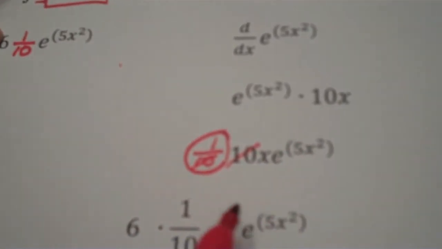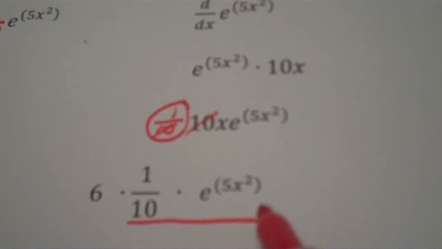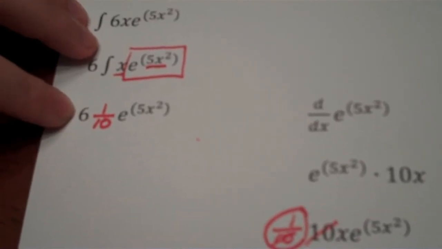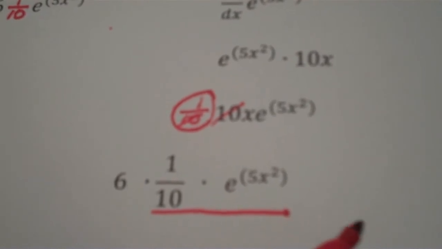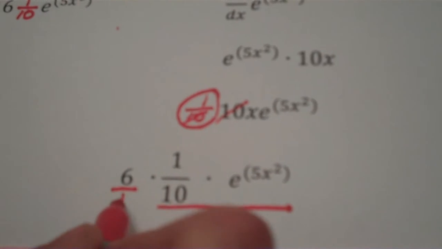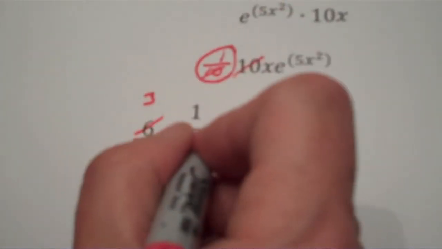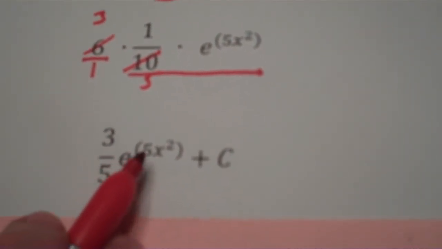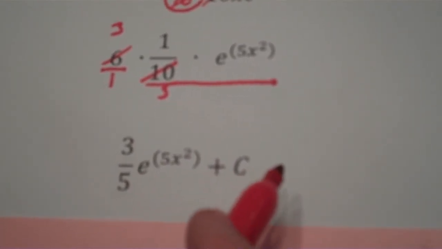So what I'm saying this time is essentially this is my answer. Again, I have to multiply by that 6. So I've got 6 times my 1/10 times my e to the 5x squared. This time I do have some simplification I can do. You can think of this, if you prefer, as 6 over 1. But basically what I need to do is cancel. And that more or less becomes 3/5 times e to the 5x squared. And don't forget, you need to tack on that plus c.